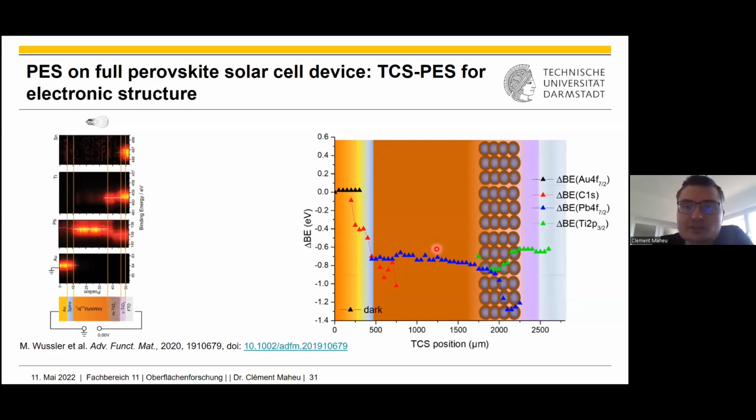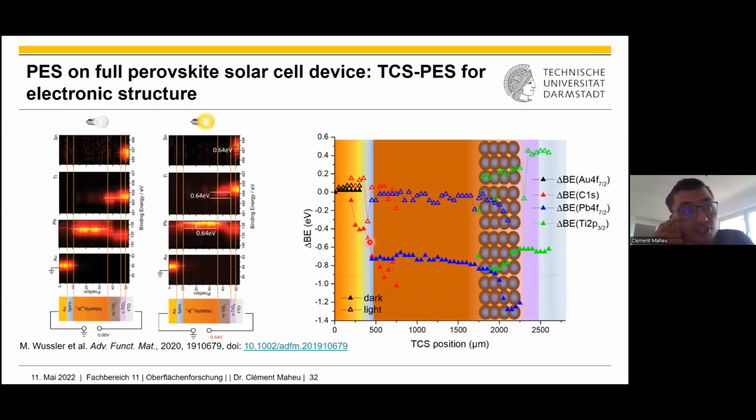And so you can then draw such a kind of diagram where you see the lead going down. You can do that for carbon, you can do that for titanium dioxide, which gives you evidence of bending inside a different layer of your solar cell. And you can see that you have quite a strong bending at the hole extraction layer perovskite interface.